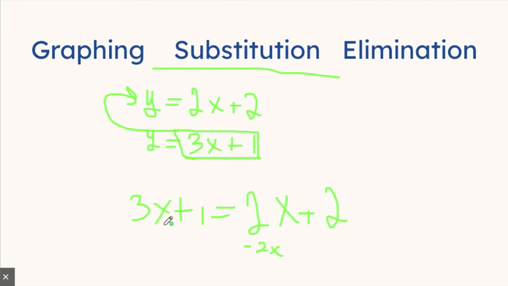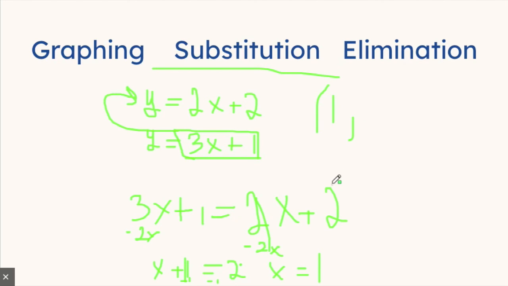Minus 2x on both sides. That's going to be x. Just carry the plus 1 down, equals, these cancel out, 2. And then just minus 1 on both sides, which gives us x is equal to, these cancel out, 2 minus 1 is going to be 1. X is 1. So we got the x coordinate of our answer.